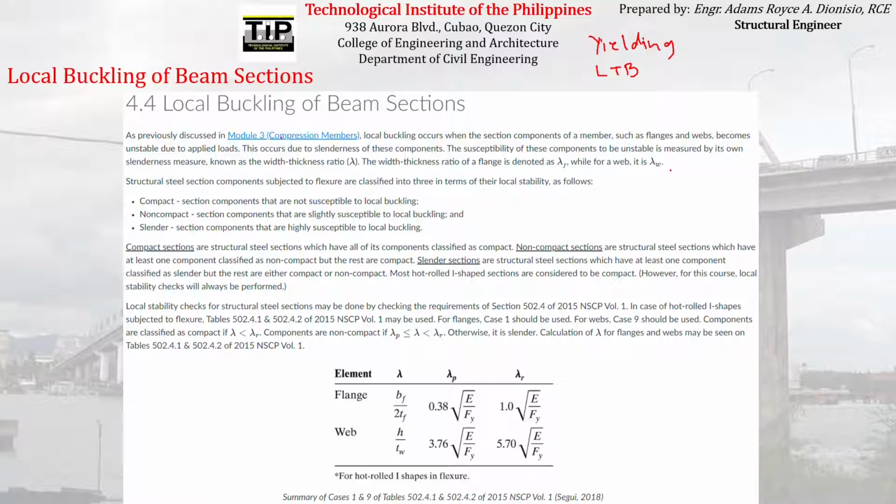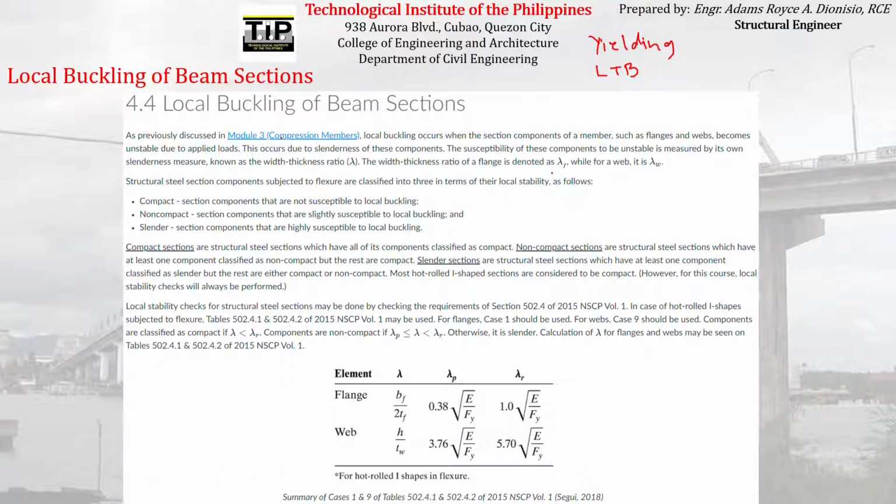The width-thickness ratio of a flange is denoted as lambda F, while for a web, it is lambda W. So this topic is actually somehow similar to the topic of local buckling with respect to the compression member that we have discussed from the previous module. So again, the slenderness or the susceptibility of a section component to buckling is also measured using the width-thickness ratio or the slenderness ratio. Although for the case of local buckling, we usually call the slenderness ratio as the width-thickness ratio, or simply the ratio of the width to the thickness.